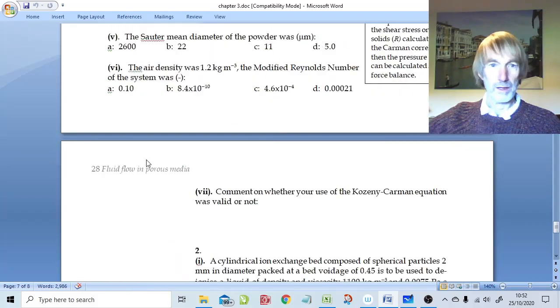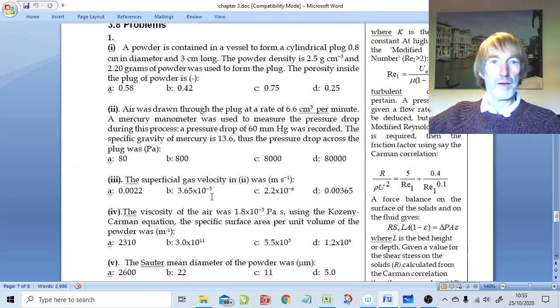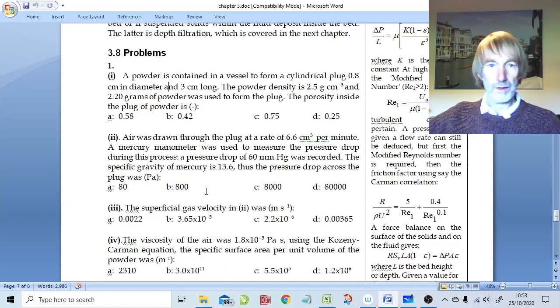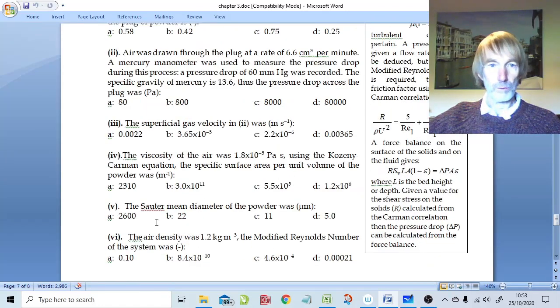into 7 separate bits. Really, question 1 is asking for the Sauter mean diameter of a powder. So the real nub of the question is part 5, and as always when obtaining a flow type result from flow equations, a good idea is to check the Reynolds number, or in this case the modified Reynolds number.